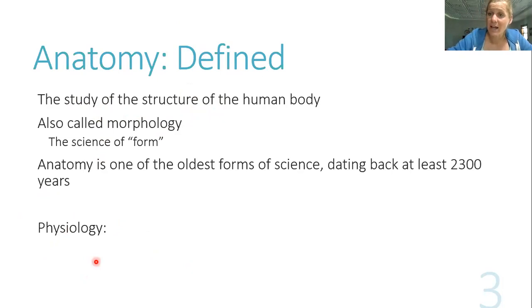However, in this class, we'll really focus on the structure piece, and in the second half of the class, in Anatomy and Phys 2, we'll spend more time talking about the physiology part. How does it work? How do things work together? How do these parts work together in order to create a complicated or complex system?